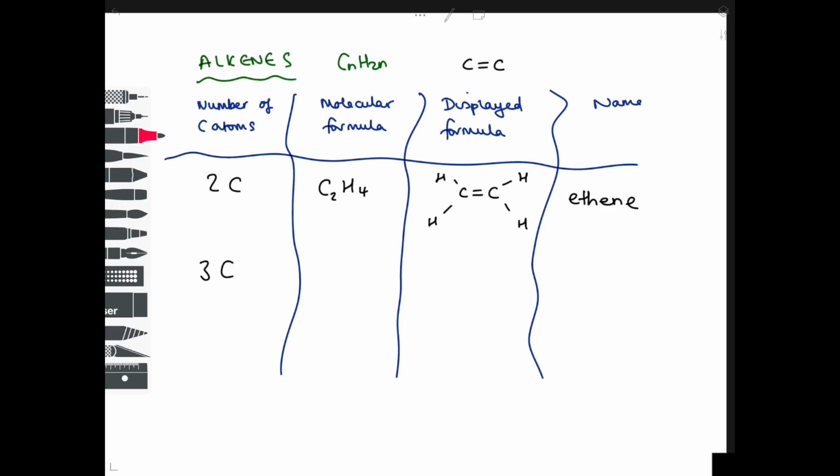Looking at 3 carbon atoms now, so C3H6. Again, make sure you're filling these up properly, double checking the bonds. I can't reiterate this enough. And this will be 3 carbons, so prop, it's an alkene, so propene.